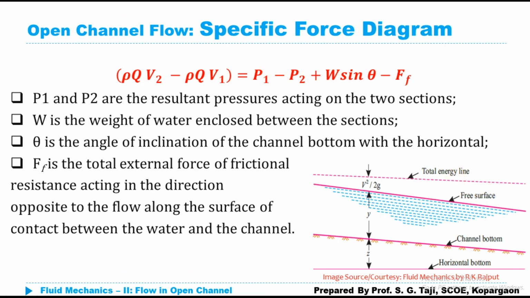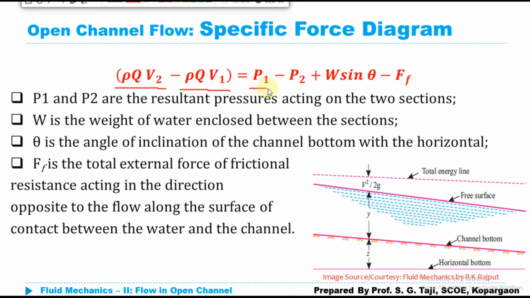So here we are writing the equation for it. What is our equation? Rate of change of momentum in between section 1 and section 2 would be given by momentum at section 2 minus momentum at section 1, that is rho Q V2 minus rho Q V1, which is equal to all the forces which are acting in between section 1 and section 2.